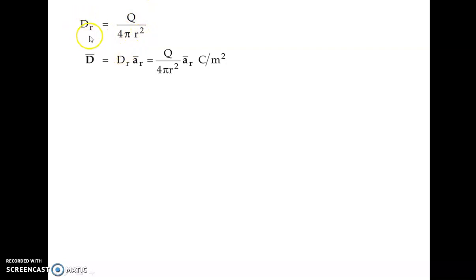D_r is a scalar component in the radial direction. So the total electric flux density can be written as D_r into a_r cap, which is Q by 4 pi r square into a_r cap coulomb per meter square. Now to find the electric field intensity, we use the relation between electric flux density and electric field intensity, that is E is equal to D by epsilon naught. D is Q by 4 pi r square, so dividing by epsilon naught, I will get Q by 4 pi epsilon naught r square into a_r cap.